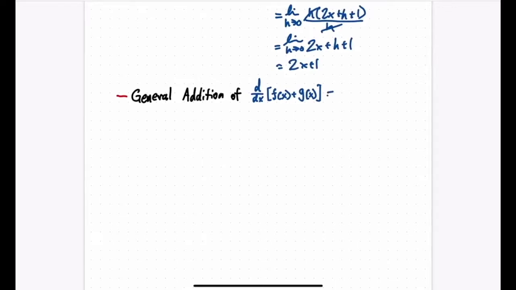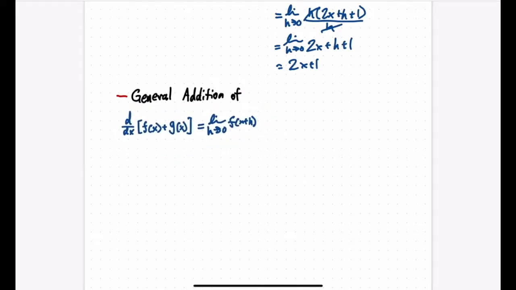we want to apply the limit definition to this function, so that this equals the limit as h approaches 0 of f at x plus h plus g at x plus h, that's the first term, minus f at x plus g of x, all over h.